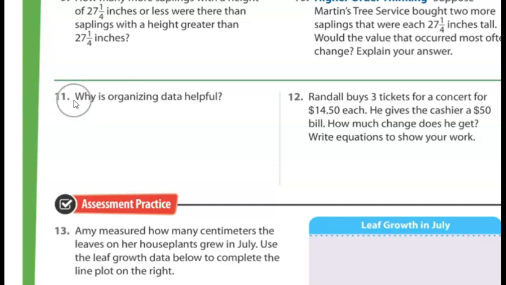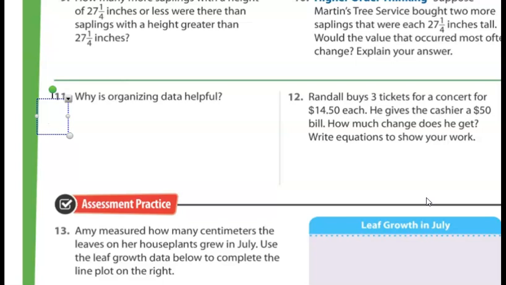So let's look at number 11. It says, why is organizing data helpful? I want you to think about that question. If we're having word problems that go along with these line plots, why would it be important to organize the data? Take a couple seconds to think about that question. All right, so why is organizing data helpful?